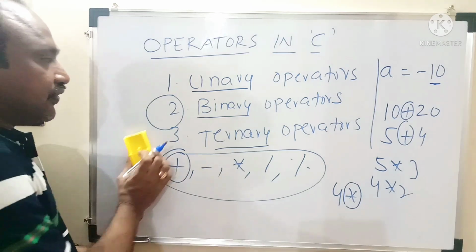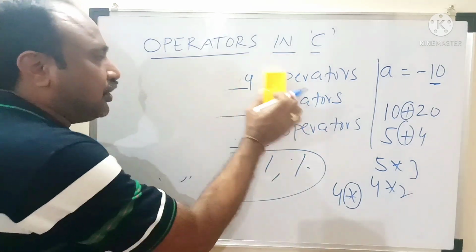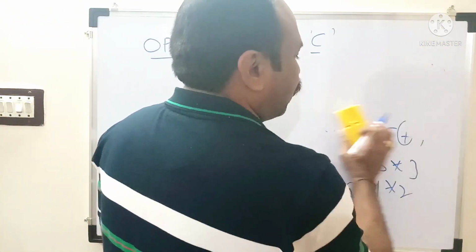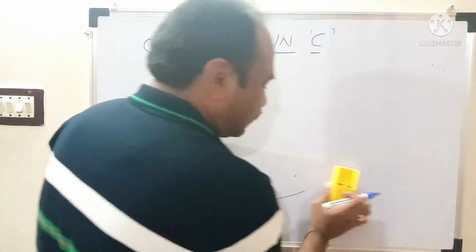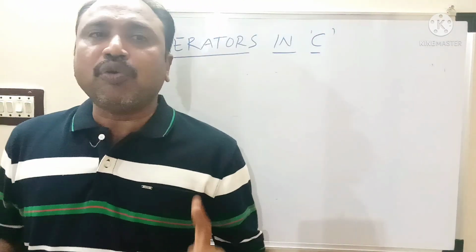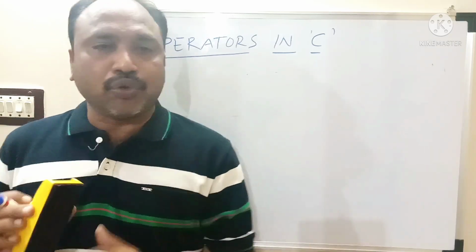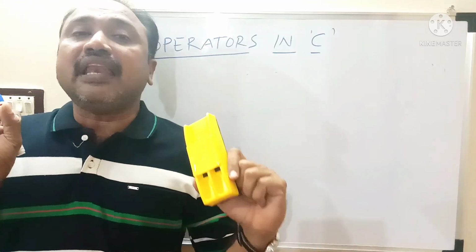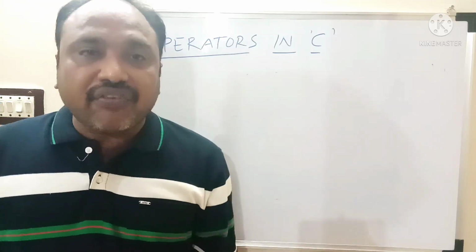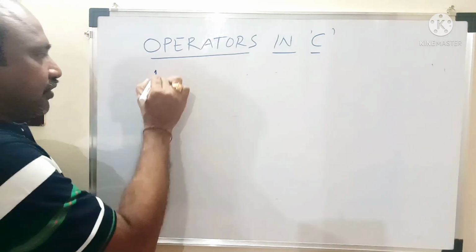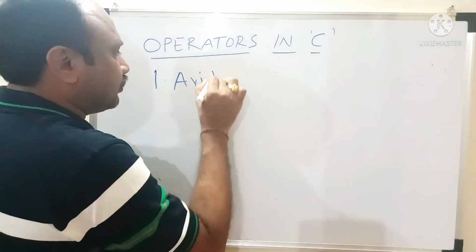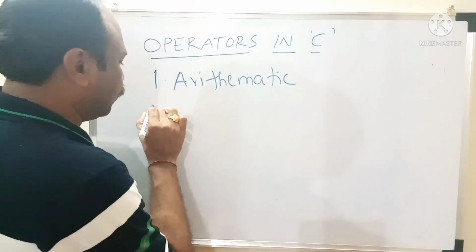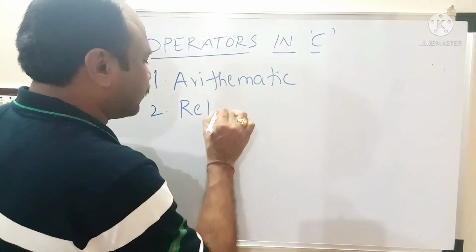Now we will talk about different types of operators. In C language, to perform operations on the data, we have to use operators. To perform operations on the data, C language will support 8 types of operators. Number 1, arithmetic operators. Number 2, relational operators.